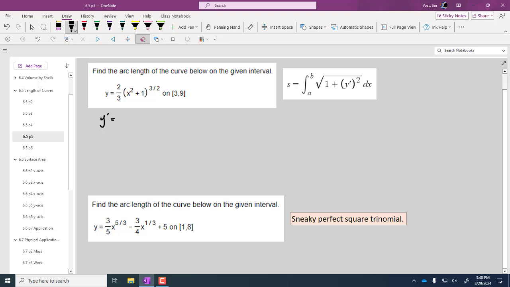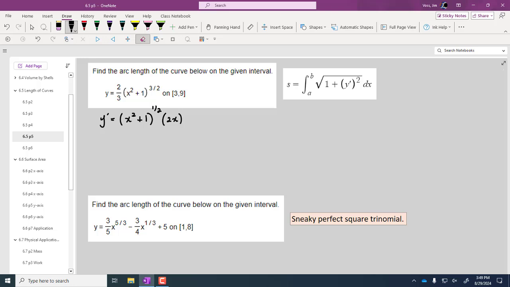3/2 times 2/3 is 1. So we're going to have x squared plus 1. We're subtracting 1 from this exponent, giving 1/2. And then what do we have to do next to finish off the derivative? Chain rule. So the inside has an x squared in it. It's not just an x, so we have to modify it by multiplying by 2x. So there's the derivative.